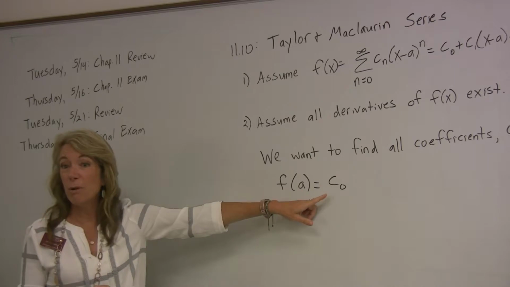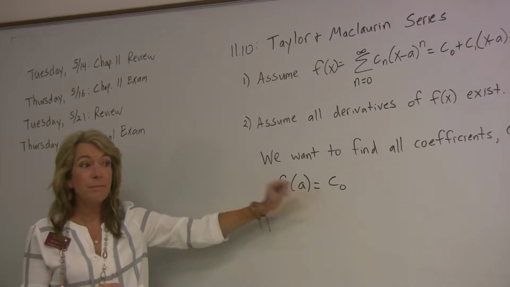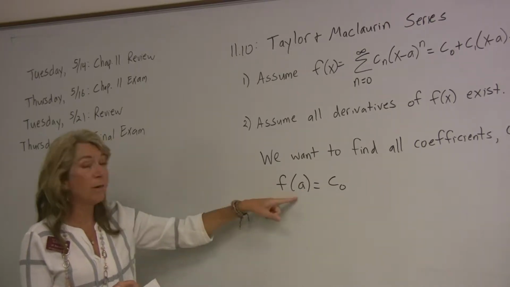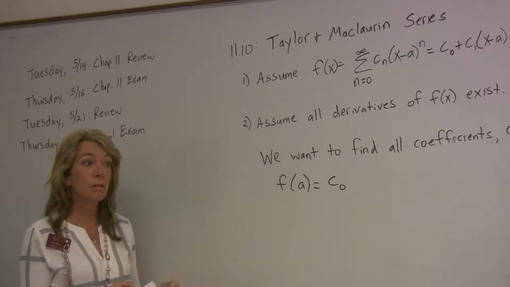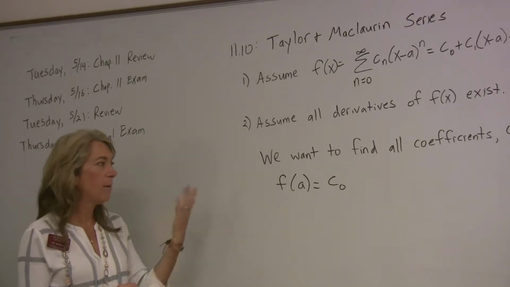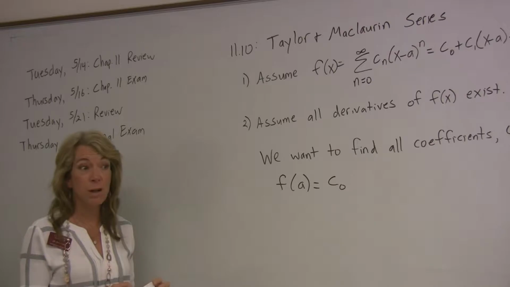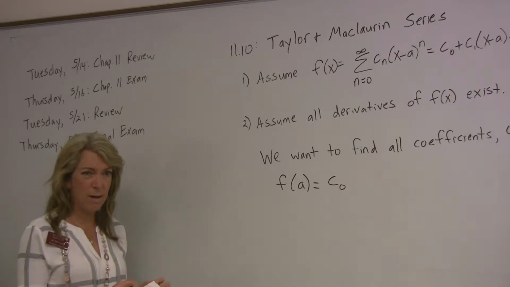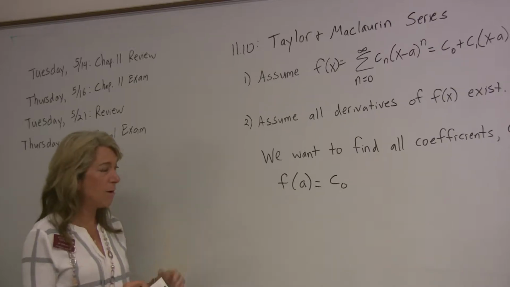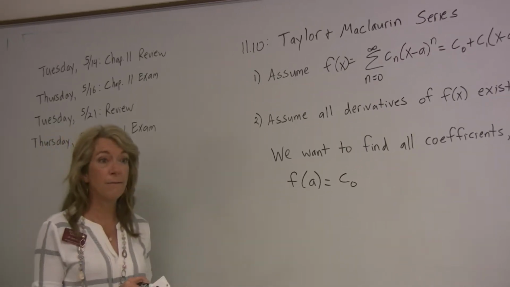Okay, so look, I already found one coefficient already. The first coefficient is what you get when you plug a into your function. So if it's centered at 4, I'm going to plug 4 into my function, and that'll be my first constant. Everyone okay with what I mean by that? Got one of them. Now we have an infinite number more to find.